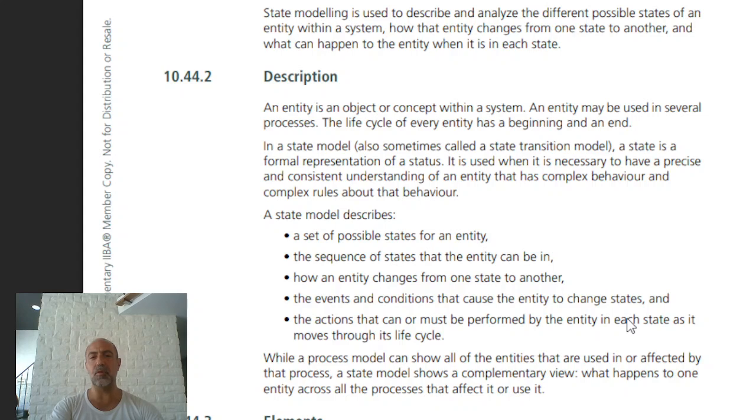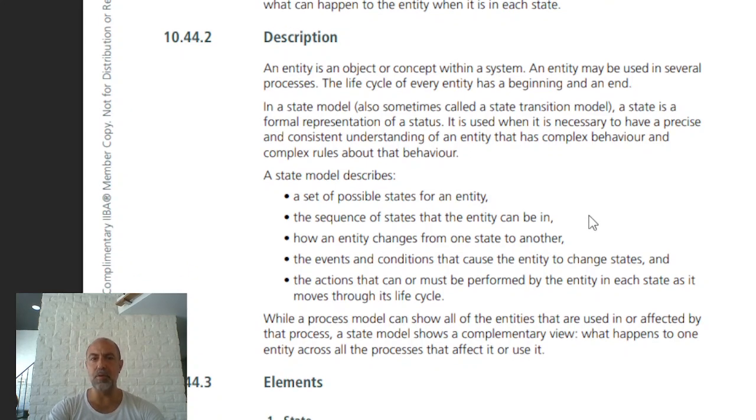An entity is an object or concept within a system. An entity may be used in several processes. The life cycle of every entity has a beginning and an end. In a state model, also sometimes called a state transition model, a state is a formal representation of a status that is used when it is necessary to have a precise and consistent understanding of an entity that has complex behavior and complex rules about that behavior.